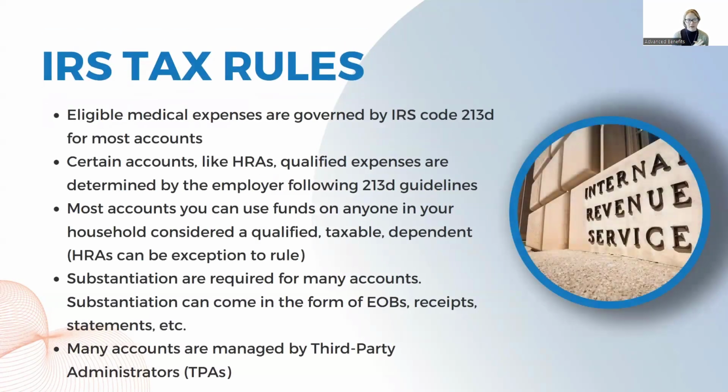When it comes to the IRS, essentially for the healthcare FSA, the limited purpose FSA, as well as your health FSA and HSA, alphabet soup, lots of letters, that is governed by IRS code 213(d), where they say, okay, this is qualified, this is not qualified. An example would be a dental cleaning is qualified, teeth whitening is not qualified because it's considered cosmetic. For certain things like HRAs, employers will follow the 213(d) guidelines, and sometimes they'll be more specific, like, this is only for prescriptions, and that is allowed under HRAs. Again, for most of these accounts, you can use them for anybody in your household who's considered a qualified taxable dependent.